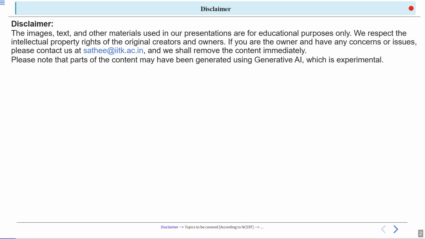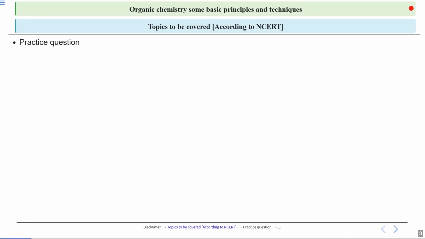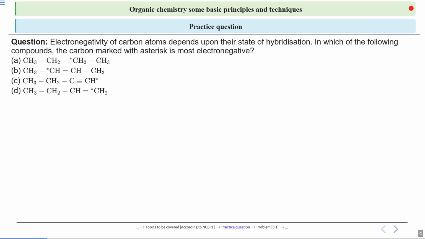This is the disclaimer. Now, if I talk about the questions that I'm going to cover, there will be some practice questions from my side. In addition to that, you will be seeing the in-text questions of the NCERT, which are 8.1, 8.2, and 8.3. So let us start with the first question, which is a practice problem.